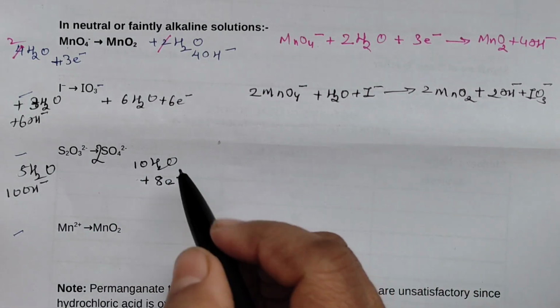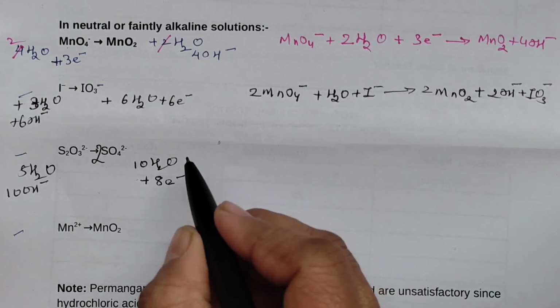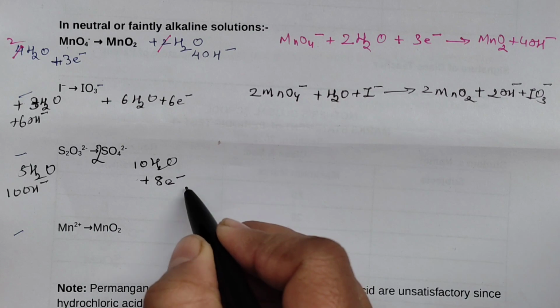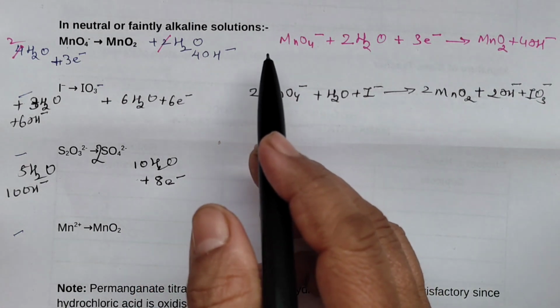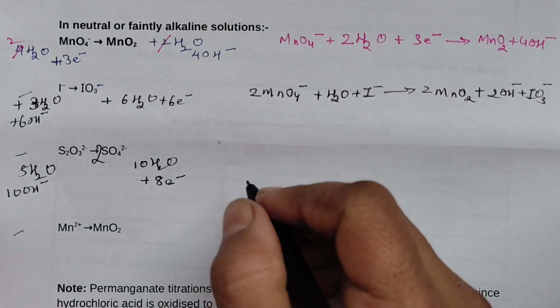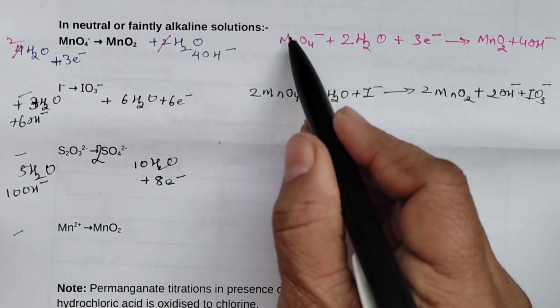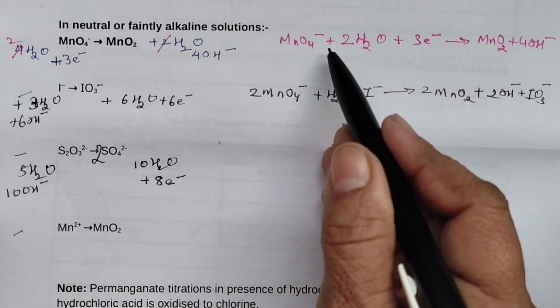So what you will do is how to make electrons equal. This side is 3 electrons, this side is 8. You can do one thing, you can multiply this with 3, make it 24 and that with 8, to make it 24 electrons. So electrons will get cancelled. So this equation, upper one you multiply with 8, this equation with 3 and add it to that first equation.